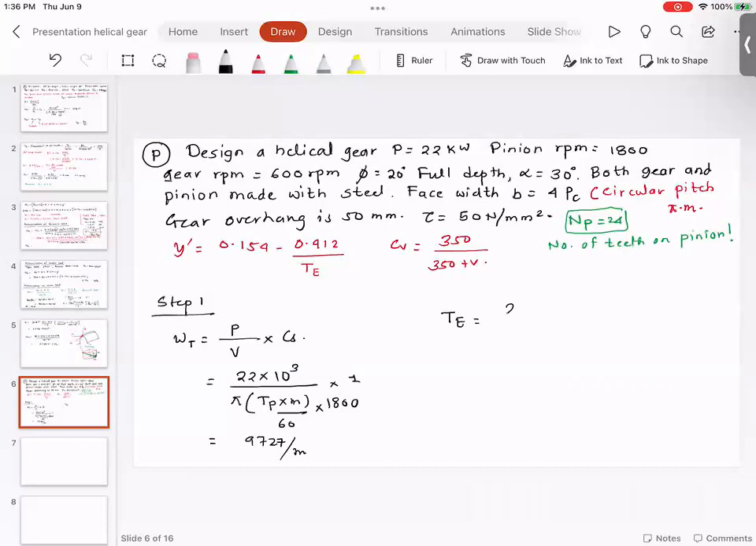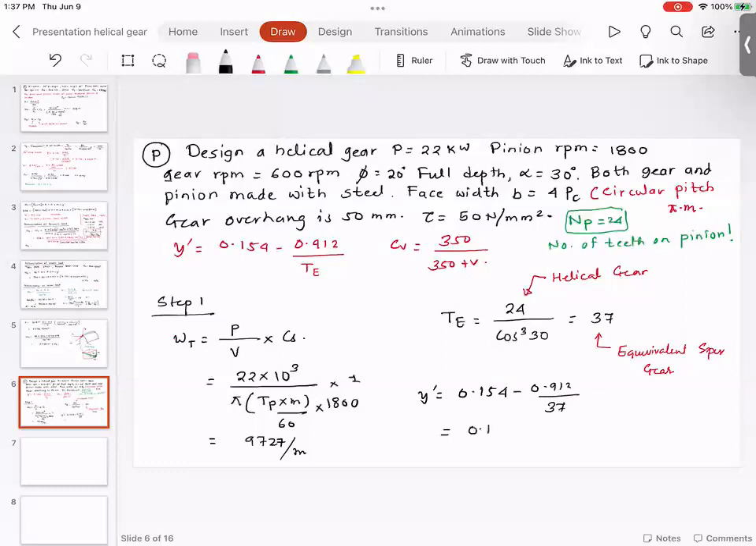Equivalent number of teeth is equal to 24 divided by cosine cube 30. This becomes 37. Now what that means is, if this is the helical gear, this is the equivalent spur gear. Y prime is 0.154, 12 to 9.